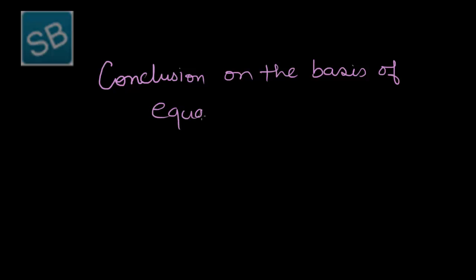Now as we get the equation of hyperbola, x square over a square minus y square over b square, now we get some conclusion on the basis of the equation of hyperbola. So the next topic is conclusion on the basis of equation of hyperbola.